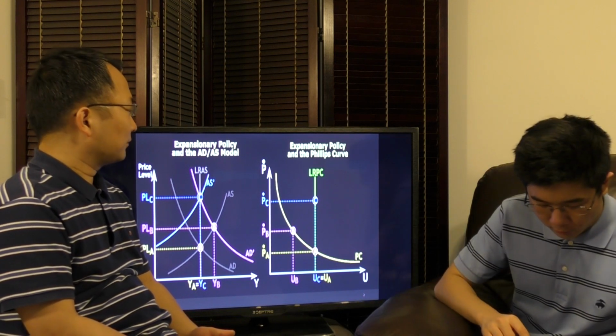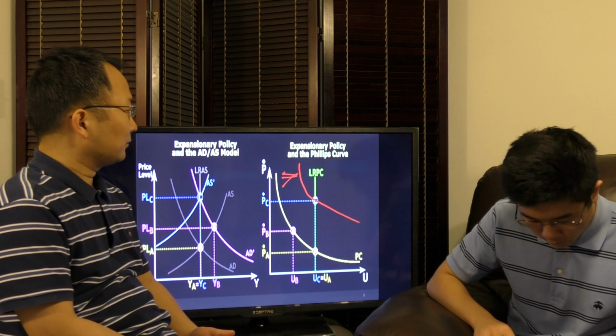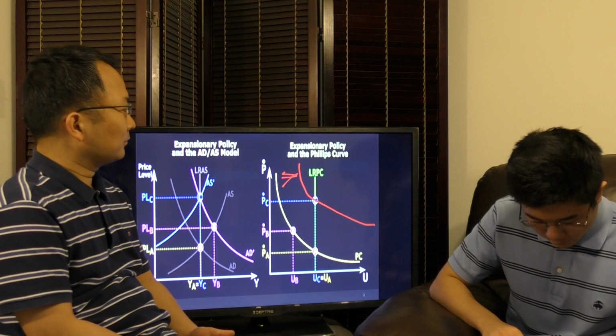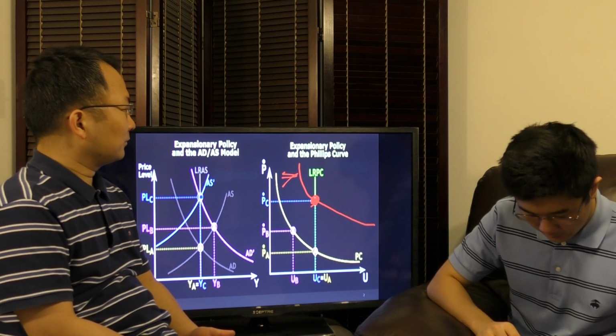So what happened here is that our short run Phillips curve will shift to the right so that it can reach the long run Phillips curve. And so this will then be our long run Phillips curve, with point A as well as point C.